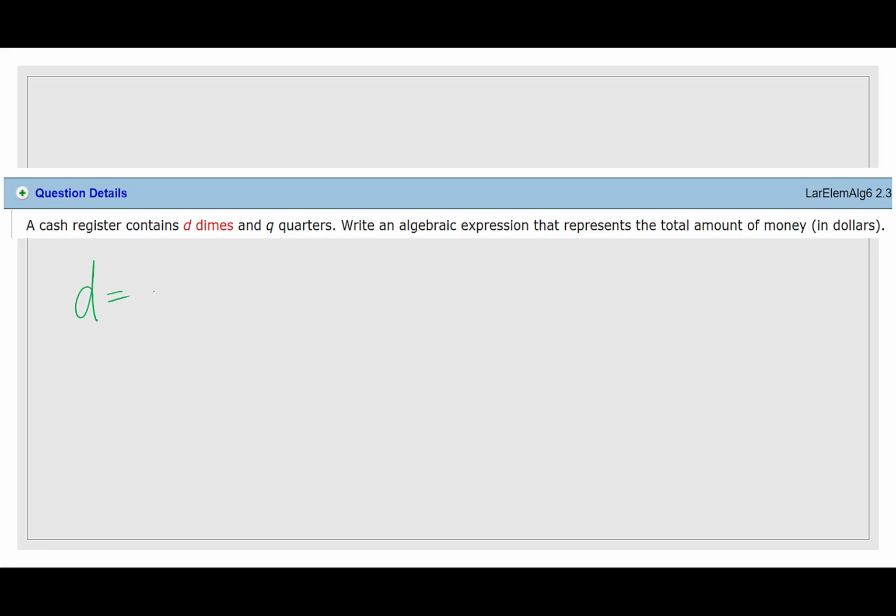So D is going to represent our number of dimes. Q will represent the number of quarters. And I'm using those as number symbols right now and not hashtags. As you count those dimes, you're counting 1, 2, 3, 4, 5, 6, 7, but your boss doesn't want to know just the total number of dimes. Your boss wants to know how much money are those dimes together in dollars.